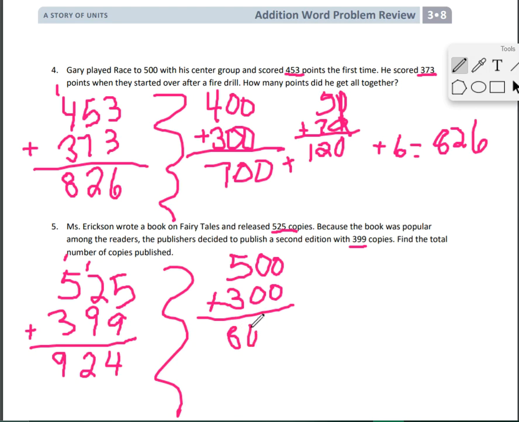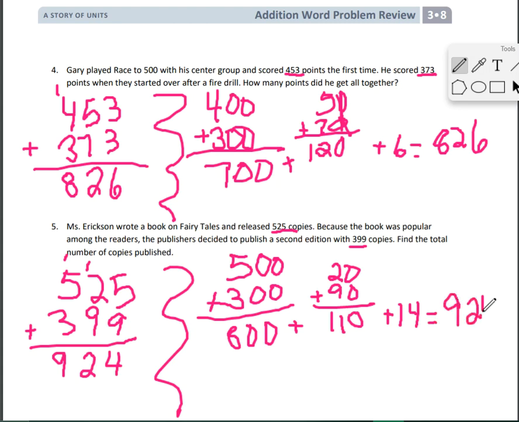So that's 800. And then we have 20 plus 90. Again, just poof your 0 down. 9 plus 2 is 11. And then we have 5 and 4, or 9 and 5. I looked at the 4 right here, my bad. And that's 14. And here we get the same answer once more.